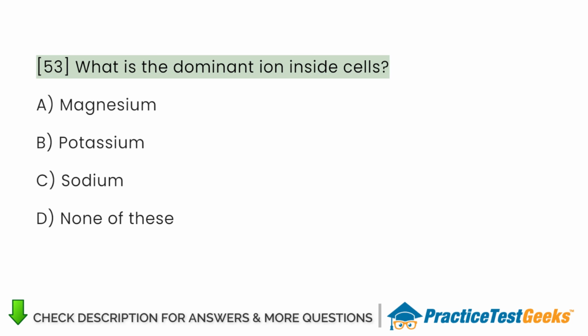What is the dominant ion inside cells? A. Magnesium, B. Potassium, C. Sodium, D. None of these.